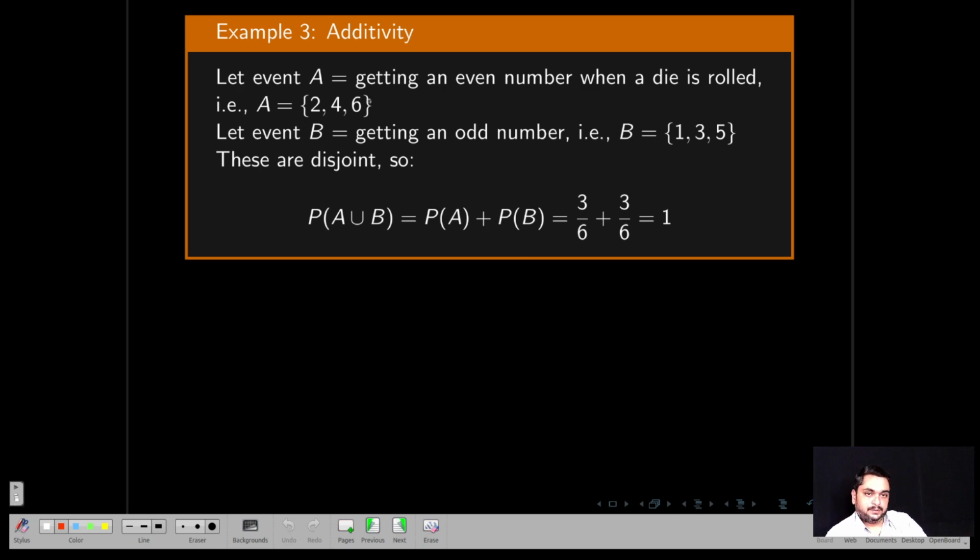Next, additivity. Let A equal getting an even number when a die is rolled. That is, A should be 2, 4 or 6. Let B be getting an odd number, that is 1, 3, 5. See, they are both mutually exclusive, right? That means they are disjoint. It cannot happen that you get 2 and also get 1. It's not possible, right? You'll get only one outcome when an experiment is conducted. So they are mutually exclusive. So P of A, getting even, is 3 by 6, because 3 numbers are even, 3 numbers are odd. So the total probability is 1.